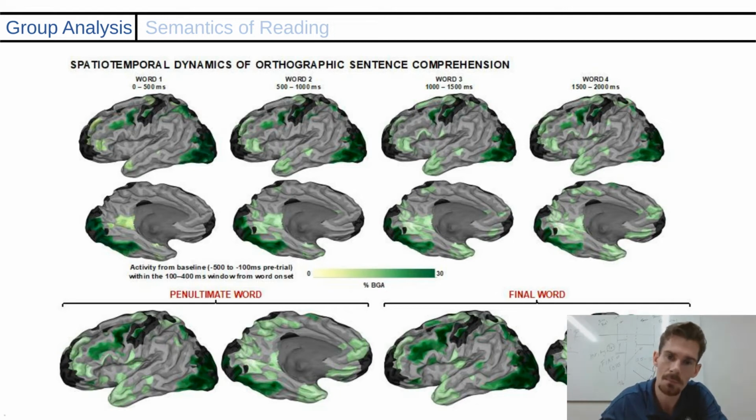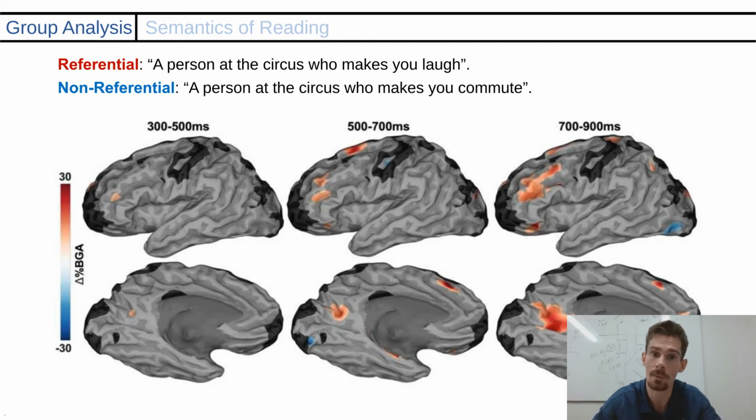This is purely the activation to sentence comprehension, regardless of referential versus non-referential, whether or not the sentence was congruent or not. But then when we analyzed the contrast at the final word, so the congruent versus incongruent marker was always the final word in the sentence, when we analyzed at the point of the final word, we see some quite interesting responses.